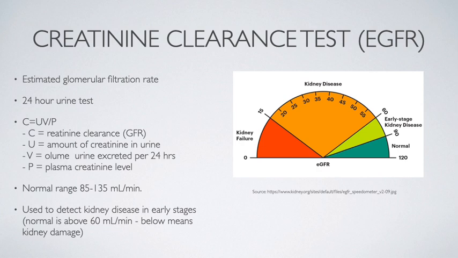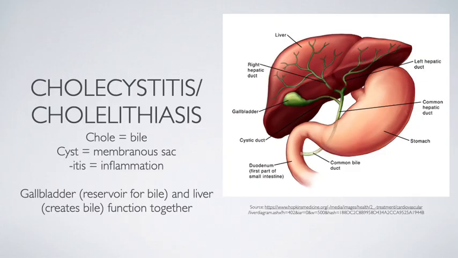Okay, that is it for our urinary system. Let's talk about cholecystitis, cholelithiasis. So cholecystitis, cholelithiasis, it means bile. Chol means bile. Cyst is that sac, the gallbladder itself, and then itis would be inflammation.